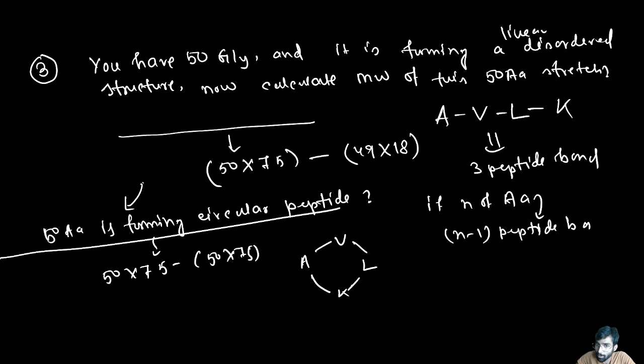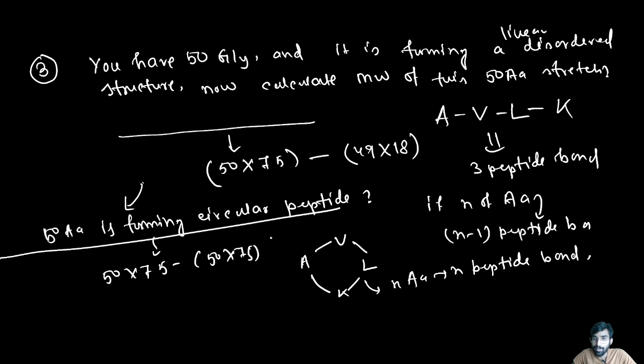That means there are 4 amino acids but there are 4 peptide bonds. So for n amino acids there will be n peptide bonds. Remember, for a circular peptide, right? This is the third question. Or people can ask you like that.